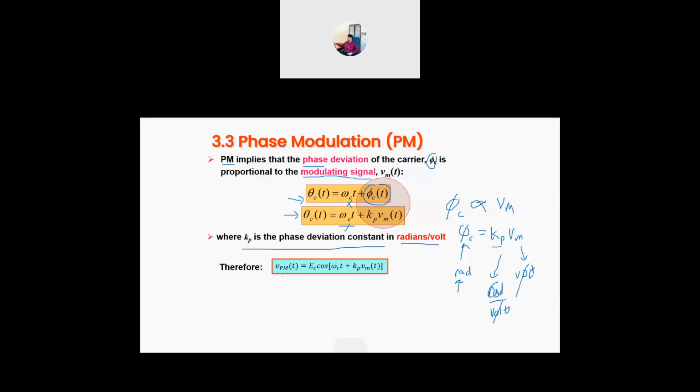Therefore, VPM(t), phase modulation, is Ec cos(omega c t plus Kp Vm(t)). Kp Vm(t) is actually your phi c.